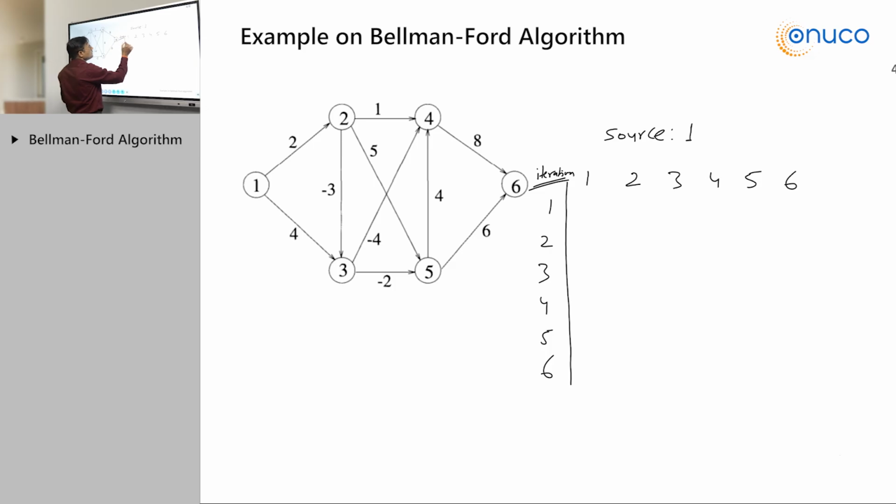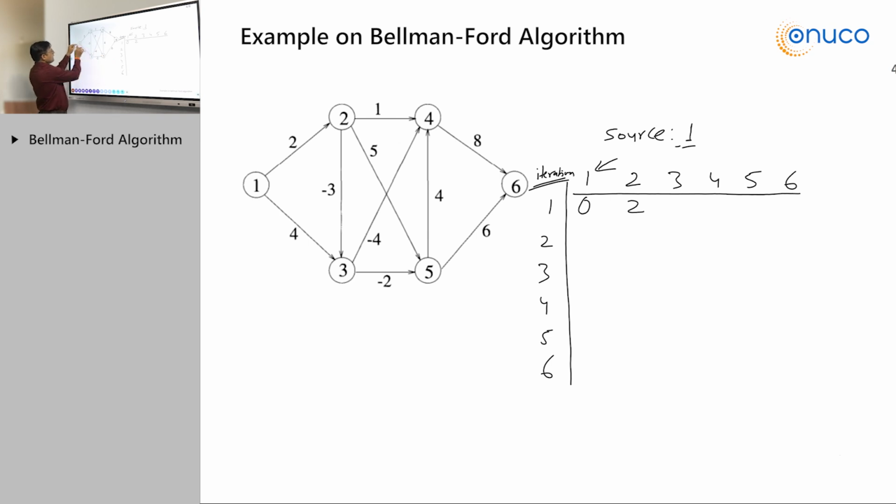So let us see that, 1 to 1. As I said, the source is 1. 1 to 1 is 0. 1 to 2. See, 1 to 1 is 0. But do you have a direct distance from 1 to all the vertices? Write it. 1 to 2, direct distance. What is that? 2. Okay.